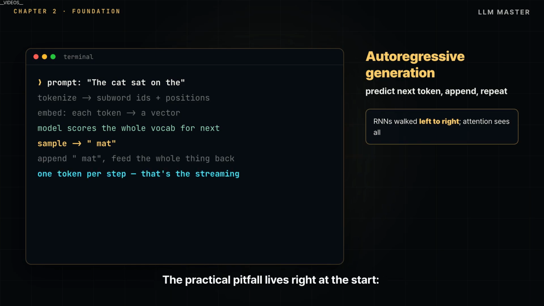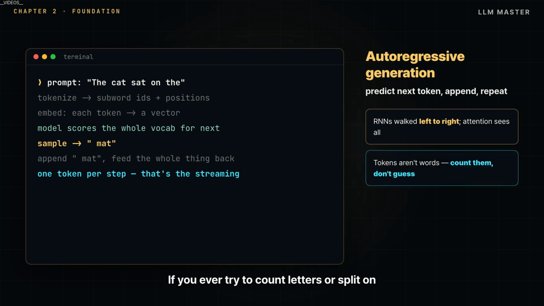The practical pitfall lives right at the start. Tokens are not characters and not words. If you ever try to count letters or split on word boundaries by reasoning over tokens, you'll get surprised. Measure tokens, don't eyeball them.